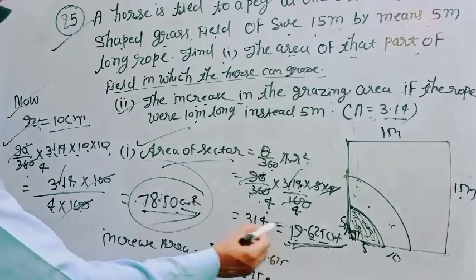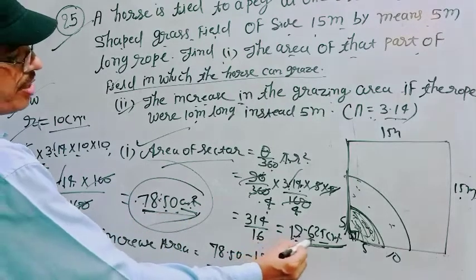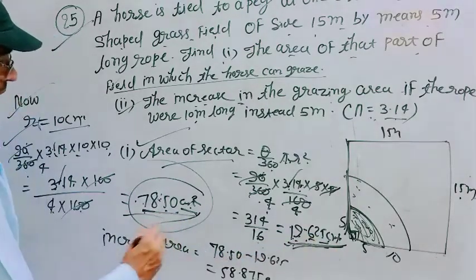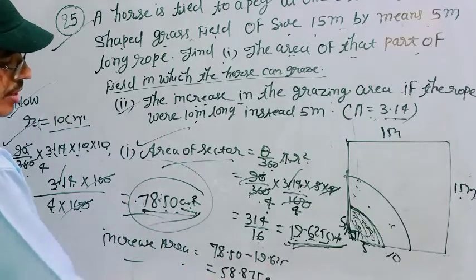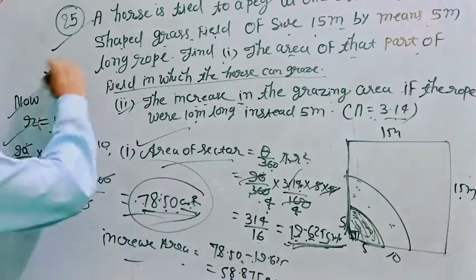Now what is the difference between them? Here is 78.50 and here is 19.625. So what is the increase in area? You subtract, then you get 58.875 square meter. It is the increase in the area of this part.